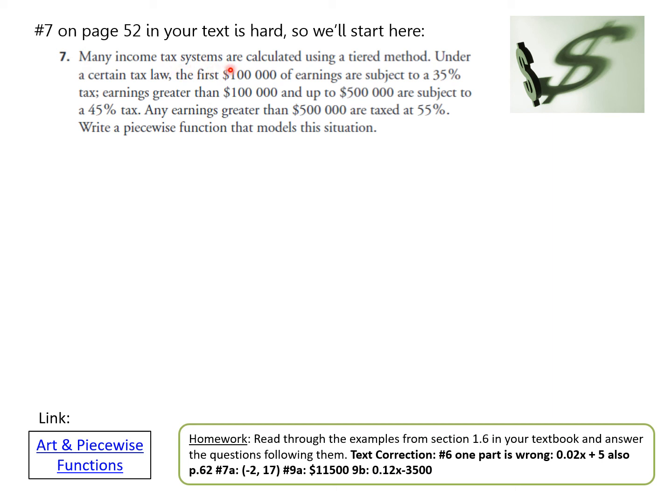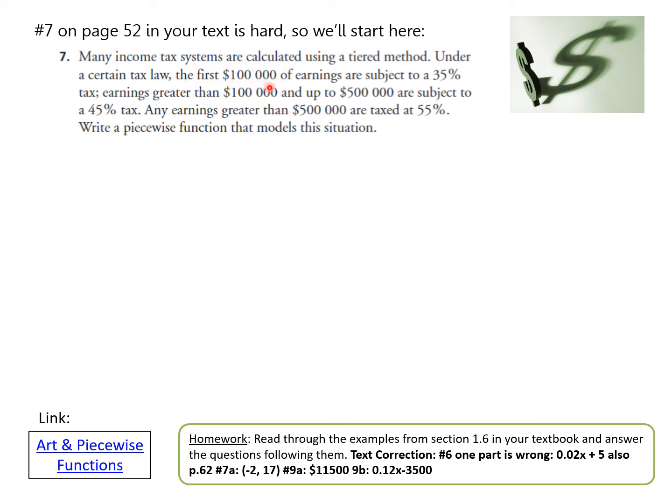Many income tax systems are calculated using a tiered method, as we do in Canada. It's a tiered method, meaning the income tax you pay is based on how much money you make. It's not the same for everybody as a percentage. The percentages are different. So this isn't necessarily Canada, it's just a certain tax law that's easy for calculations. We got nice round numbers here.